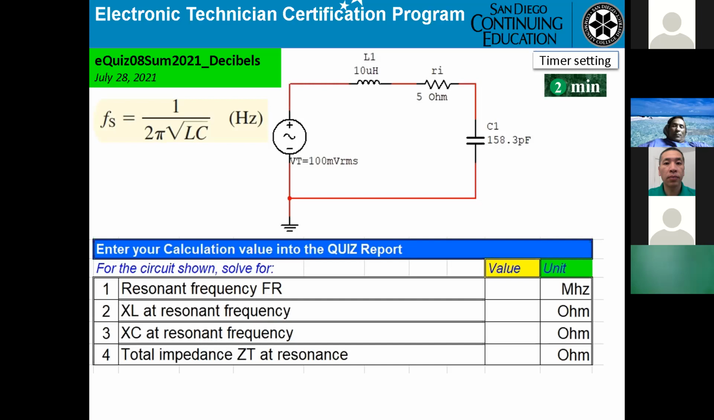Make sure you know that on question number 2, you need to calculate the HL. And number 3, HC will be equal to HL at the resonance.